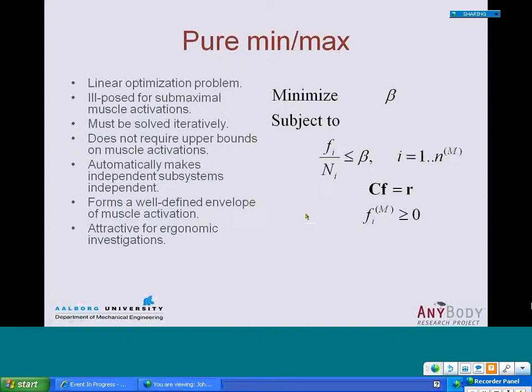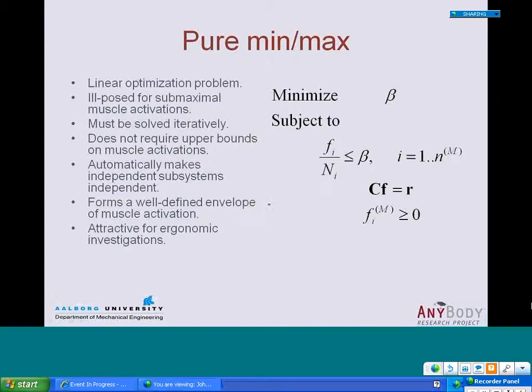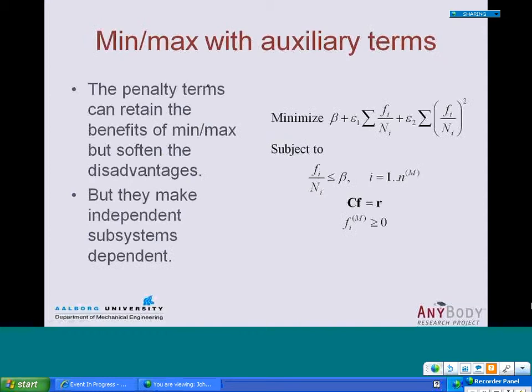And the significant drawback that it has is that it does not take care of independent subsystems. This is the one that I wanted to show you.